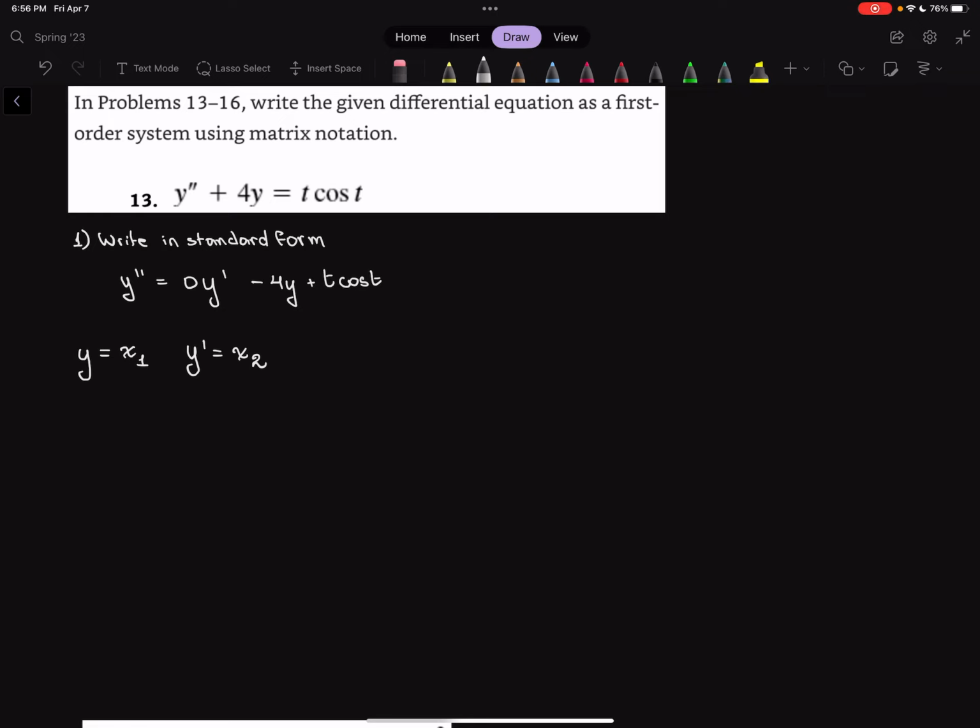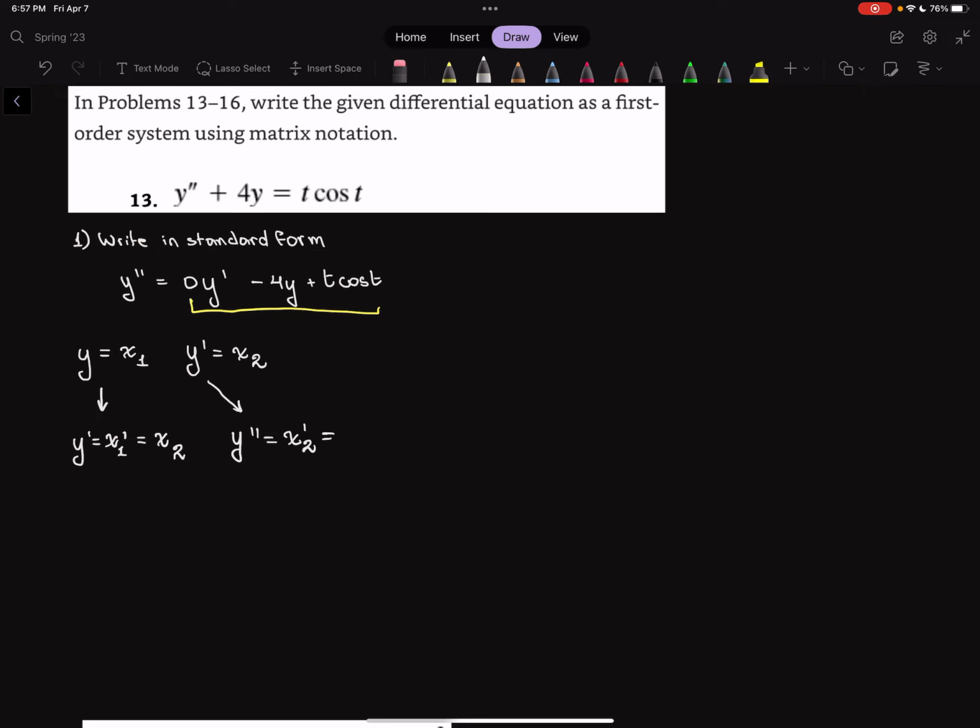Now, I would take the derivative of these. If I take the derivative of this, I would get y prime is equal to x1 prime. But remember that y prime is also equal to x2, so I can write it like this. Now if I take the derivative of this, I would get y double prime is equal to x sub 2 prime. But that's also equal to this right here. Look, we have y double prime is equal to this whole business.